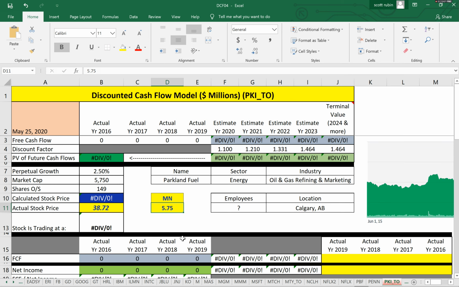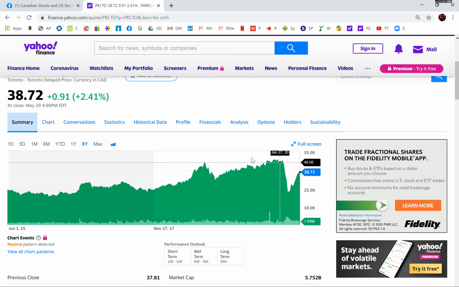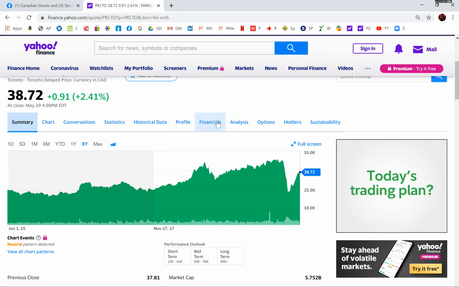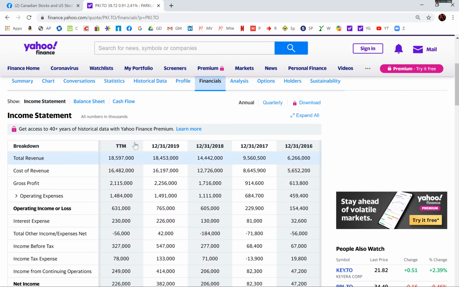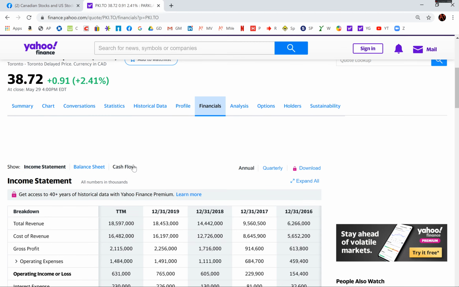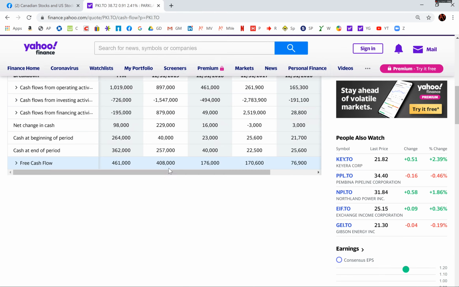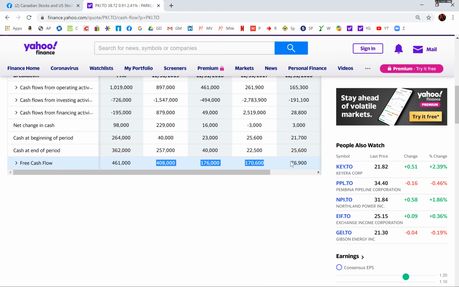So now to figure out the shares outstanding, you just take the market cap divided by the stock price, and you have 149 million shares outstanding. Next is free cash flow, and the best way to figure out the value of a company is to estimate future free cash flow and then discount those dollar amounts back to today's dollars. And that's exactly what we're doing here.